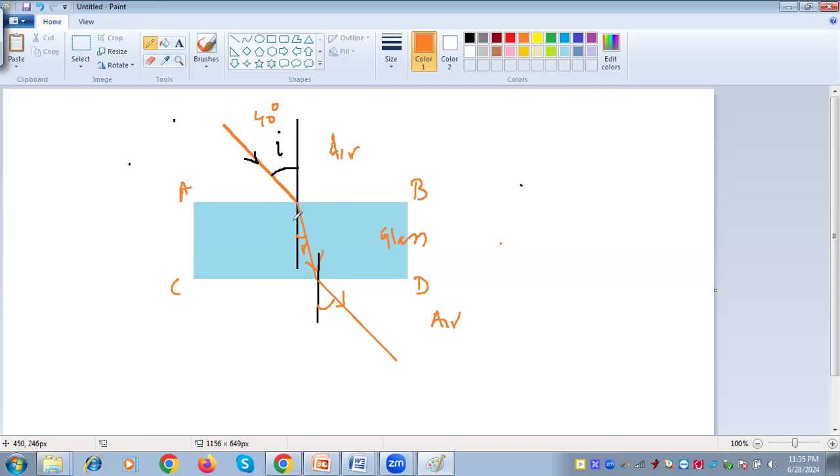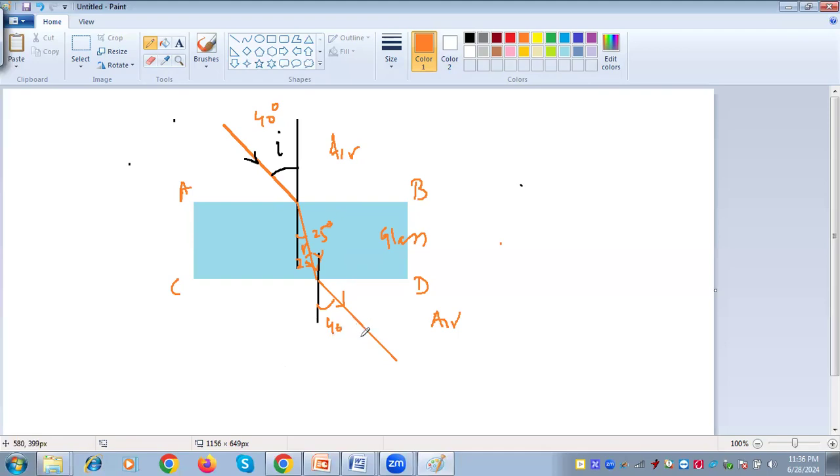This angle is 25. So this one will also be 25. Okay, and this is 40. So now the principle of reversibility says what? When a ray enters from glass to air, it is striking the glass-to-air boundary at 25 degrees, so it is entering the air at 40 degrees.